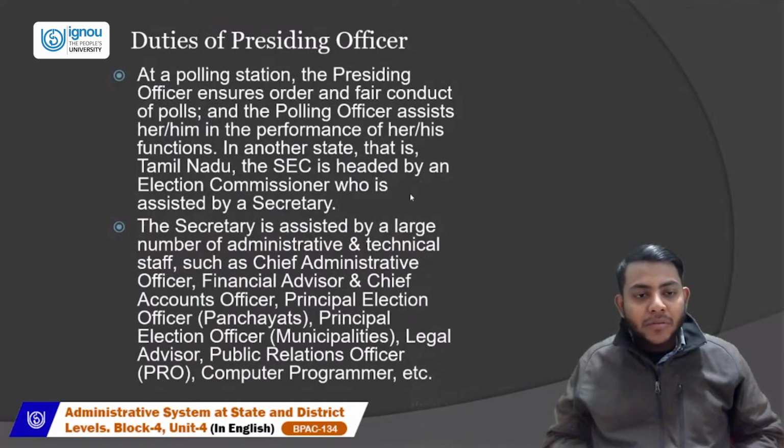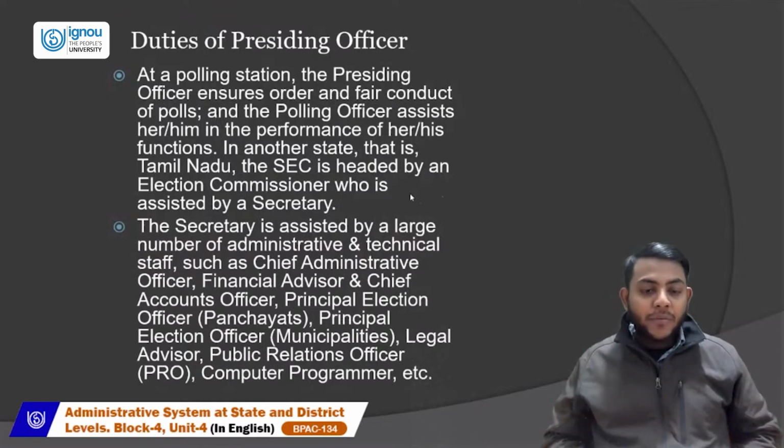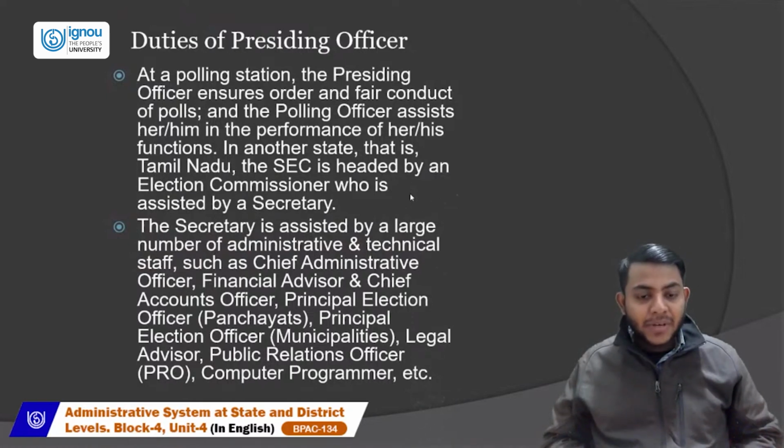However, in states like Tamil Nadu, the State Election Commission is headed by an election commissioner who is not assisted by any deputy commissioner. Rather, he is assisted by the secretary. And the secretary is further assisted by a large number of administrative and technical staff. Now, who are the officials in these administrative and technical staff? They are the chief administrative officer, the financial advisor and chief accounts officer. There is a principal election officer for the panchayats, and also a principal election officer for the municipalities. And along with them, there are a legal advisor, a public relations officer or PRO, as well as a computer programmer.